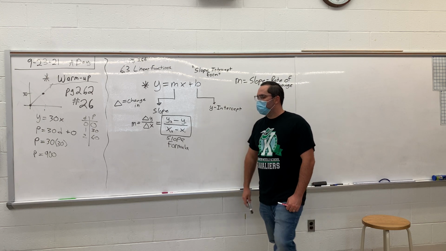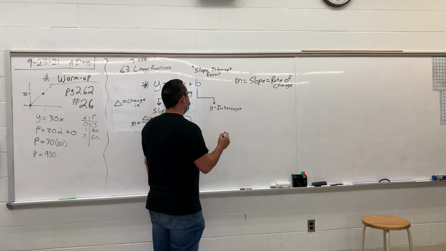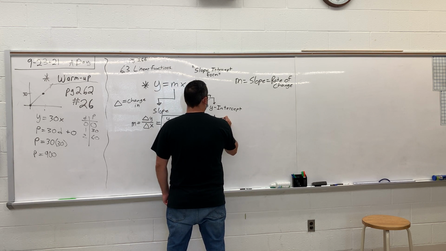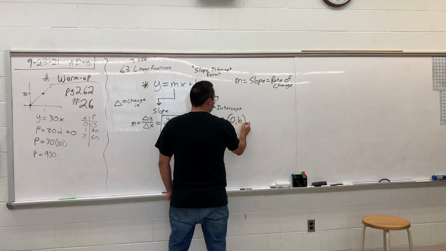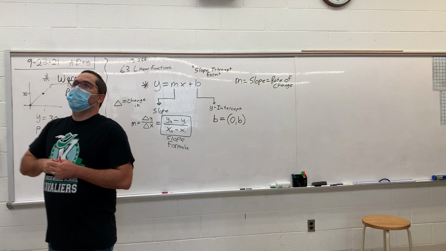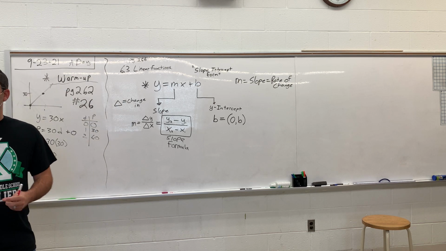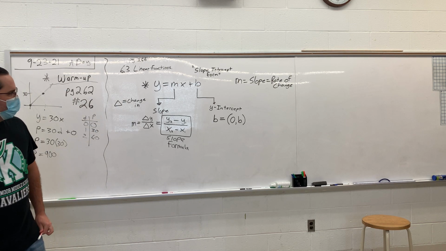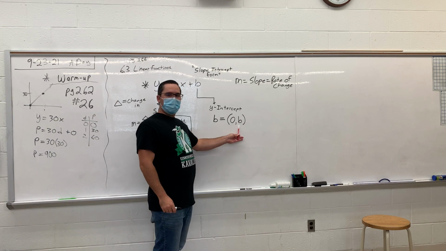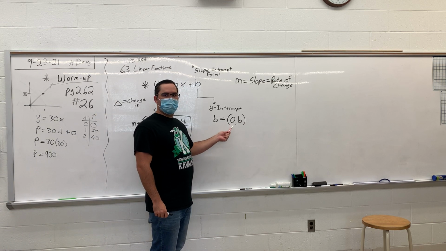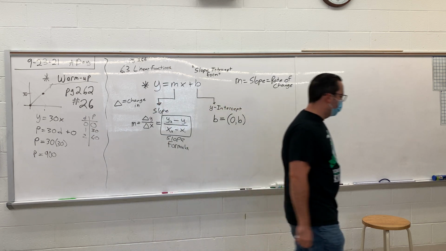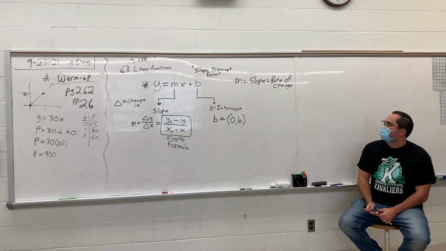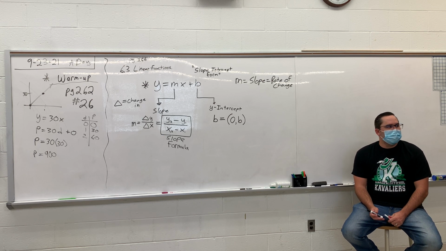Now, the y-intercept. The y-intercept is b, and it is the y, it's the output when the input is 0. So it's that second number in the ordered pair when the input is 0. And we call it the y-intercept because it's the point where the line crosses the y-axis on a coordinate plane.